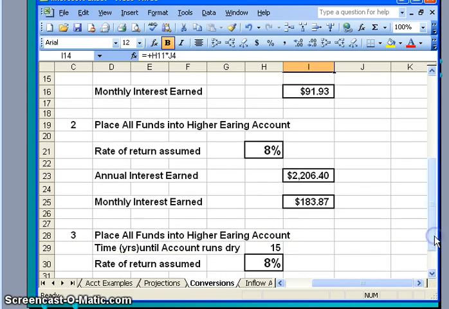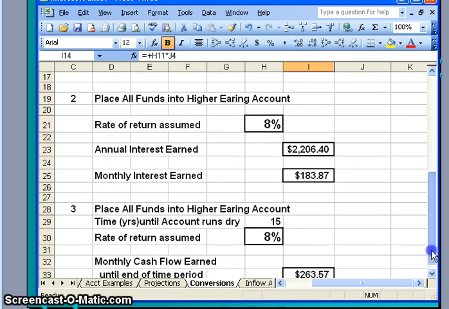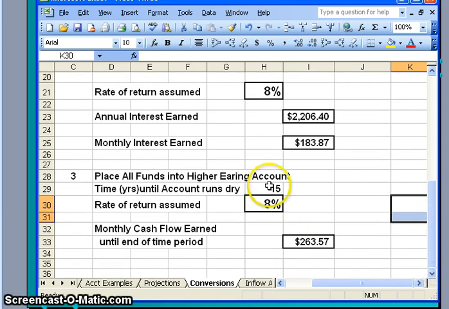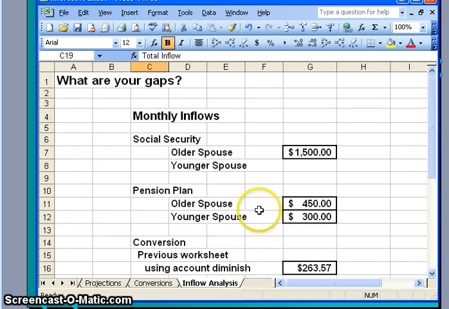If we take these funds now, and rather than spending, let's say, the interest only, we actually drain them, in other words, we take a little bit of the principal amount and a little bit of the interest as well, and we do that over, let's say, a 15-year period and earn 8%, we can actually pull out $264 a month here.